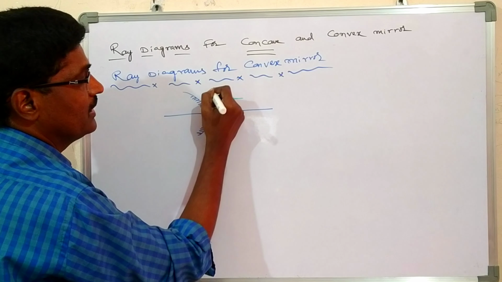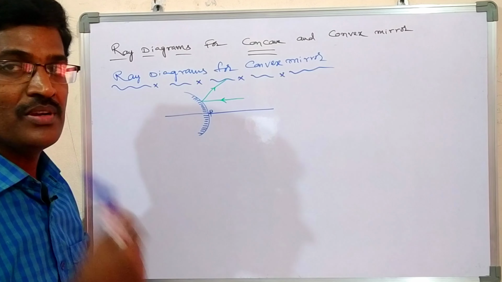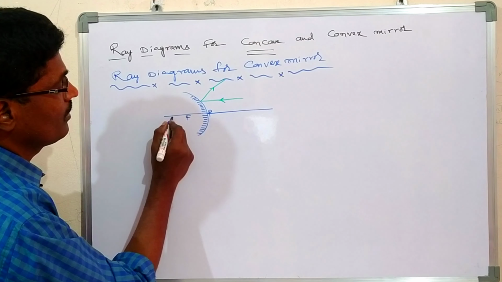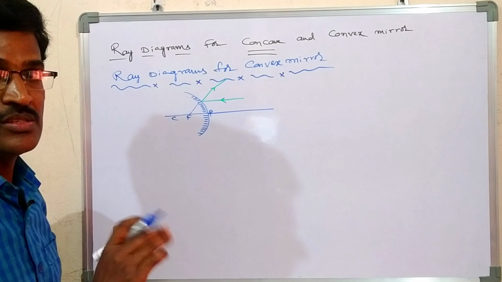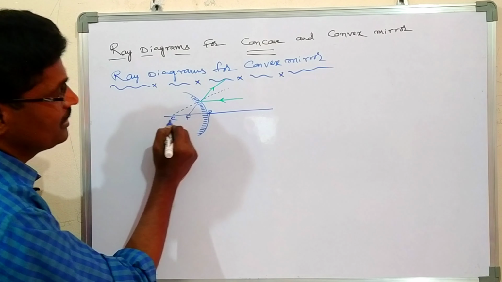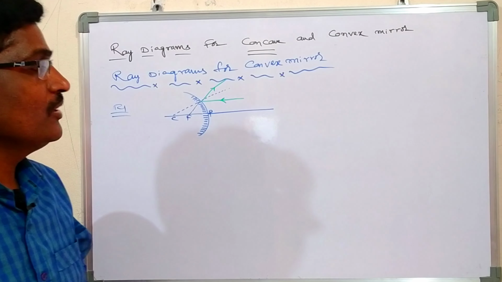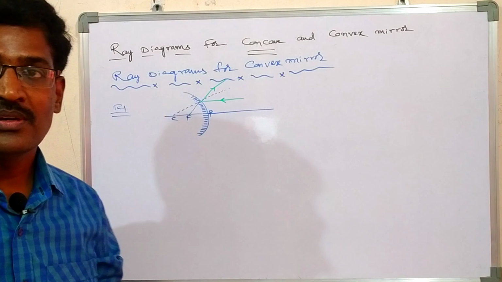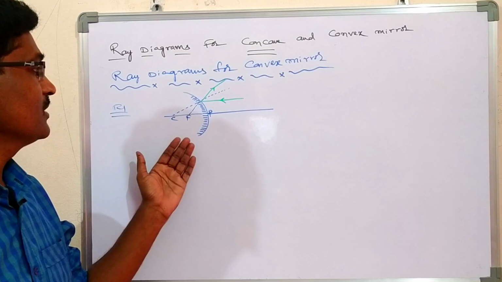Since it is a convex mirror, the ray gets reflected. Converge or diverge? The rays diverge. In concave, rays converge. After meeting the mirror, the ray diverges. If you extend the reflected ray, it appears to come from the focus. Incident ray and reflected ray, draw a line in the middle, it meets at C. Now, observe R1. What information will R1 give? Incident ray parallel to principal axis, reflected ray passing through focus, same as in the concave mirror, but there it converges and here it diverges. That is the R1 rule.